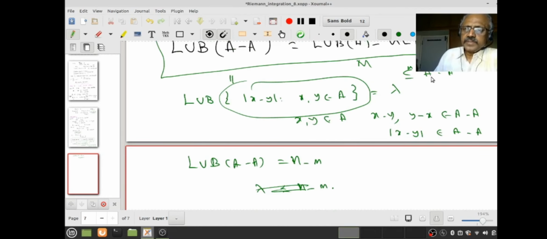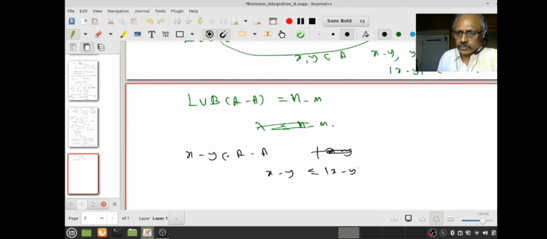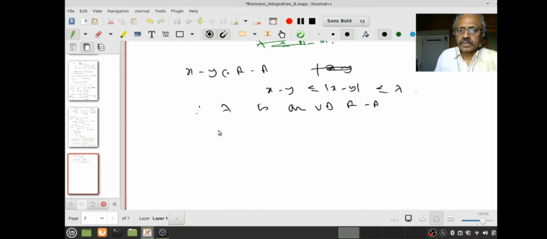So let lambda be the LUB of this fellow. I have to prove they are the same, right? So start with x minus y in A minus A. Then x minus y is less than or equal to mod x minus y, but that's less than or equal to lambda. You understand that? Therefore lambda is an upper bound of what? A minus A. Therefore what's the relation I have? Capital M minus small m is less than or equal to lambda. Is that okay?